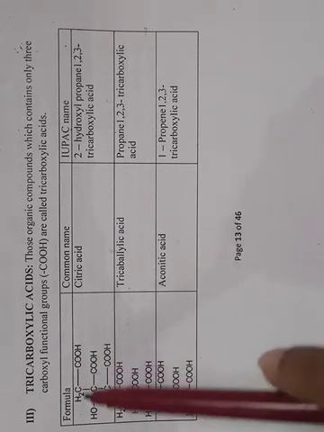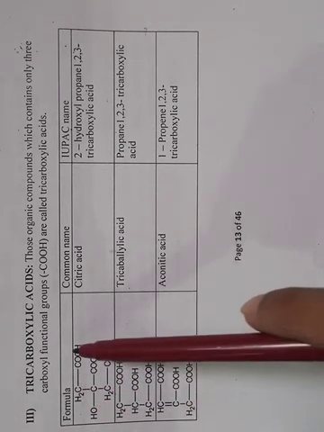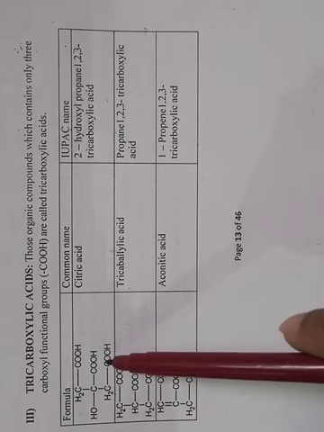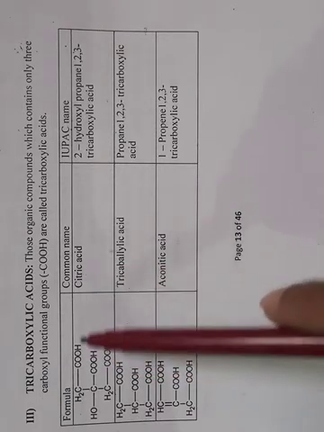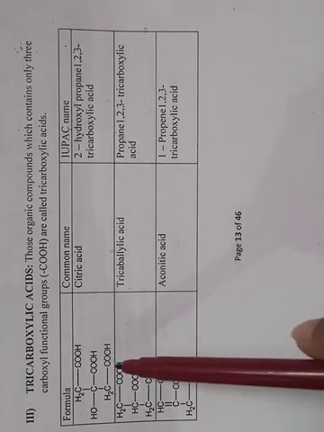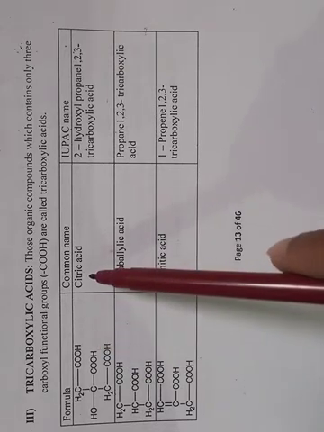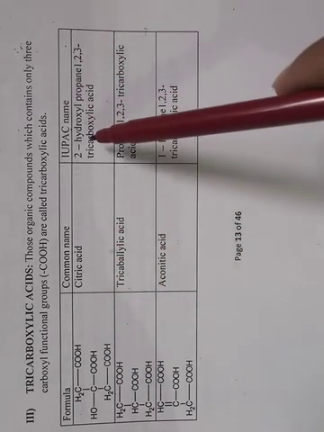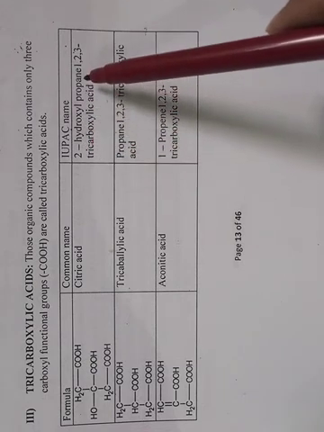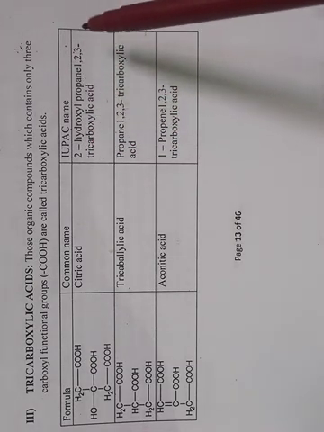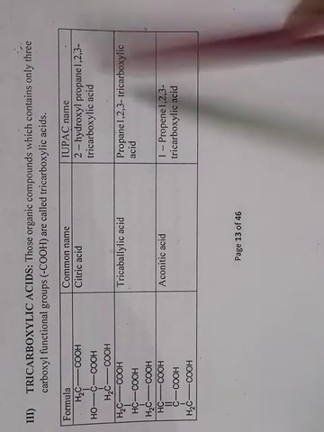Here you can see its structure. It has three COOH groups. So citric acid is a tricarboxylic acid. Its common name is citric acid. Its IUPAC name is 2-hydroxypropane-1,2,3-tricarboxylic acid.